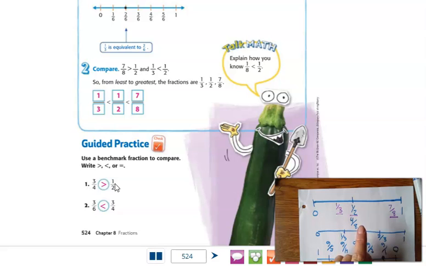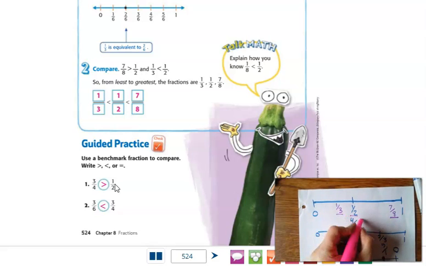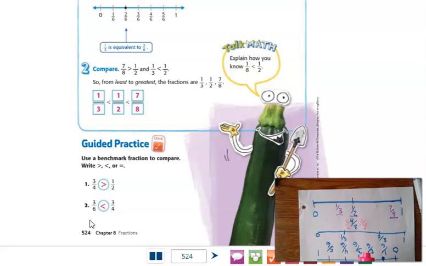3/4 is greater than 1/2 because 1/2 is equal to, let me change colors again here. If I'm looking at fourths, 2/4 is right at a half. So 3/4 is going to be greater. 3/6 is equal to 1/2. And 3/4 is going to be greater than that. Okay, so these number lines can help you with all of these.